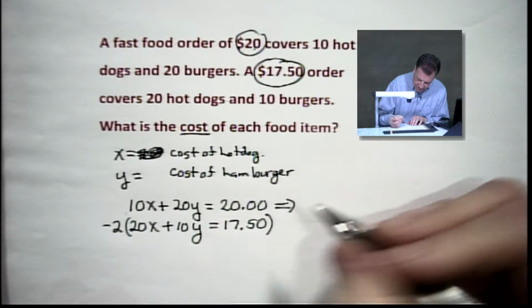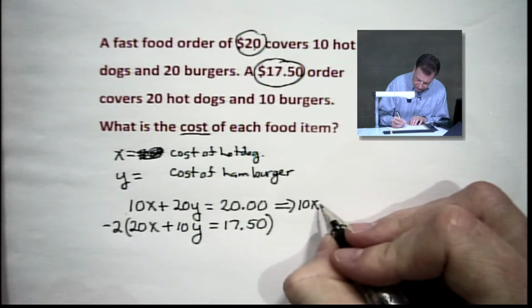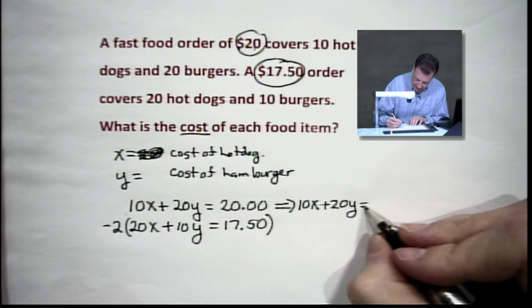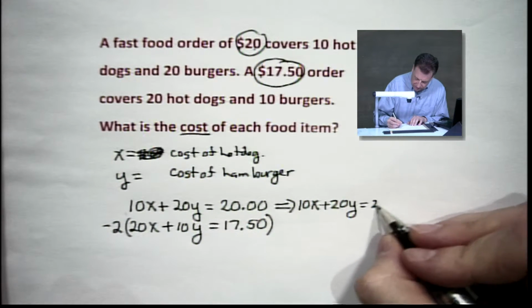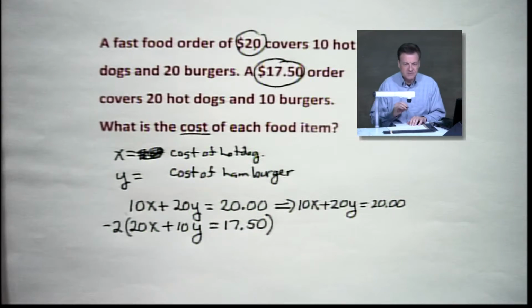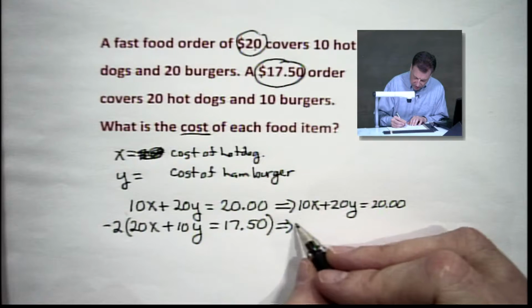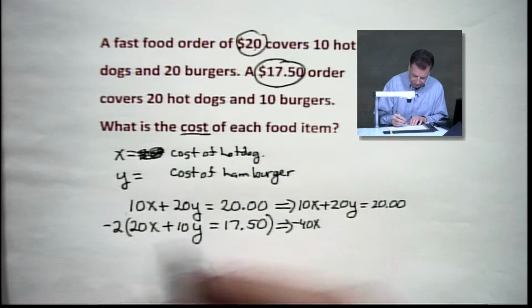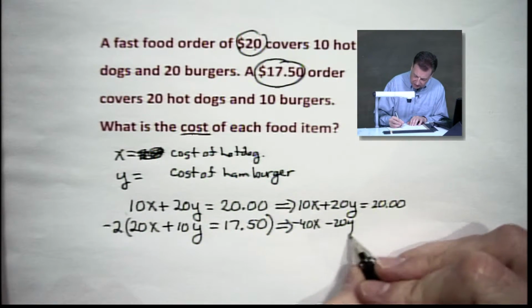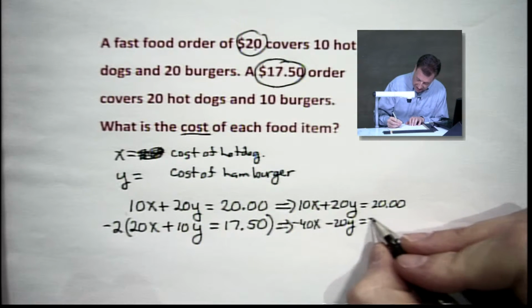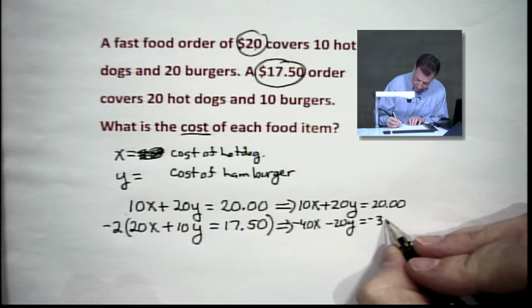First of all, the top stays the same. So we got 10x plus 20y equaling $20, okay? Well, that was easy. Over here, we have double everything. We're going to have a -40x minus 20y. And that equals, I believe that's going to be 35. Now, dear friends, remember what I've told you over and over we're going to do. We got to make that go a -35.